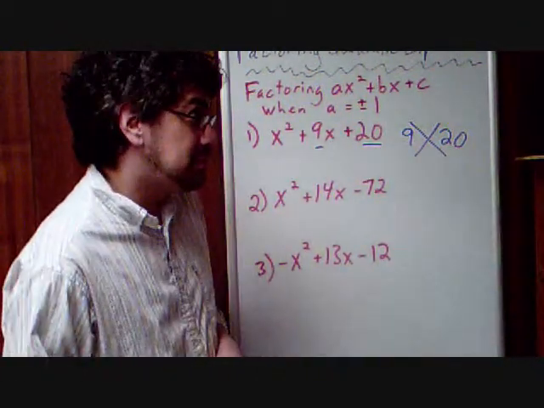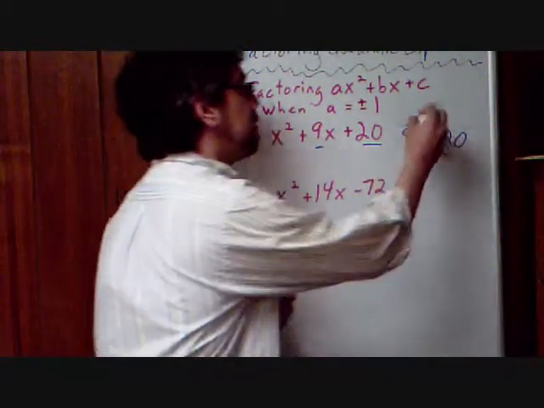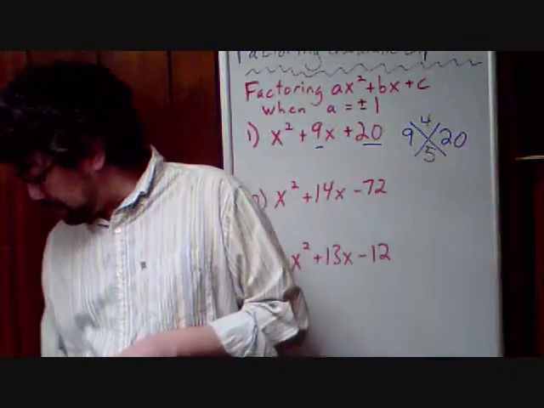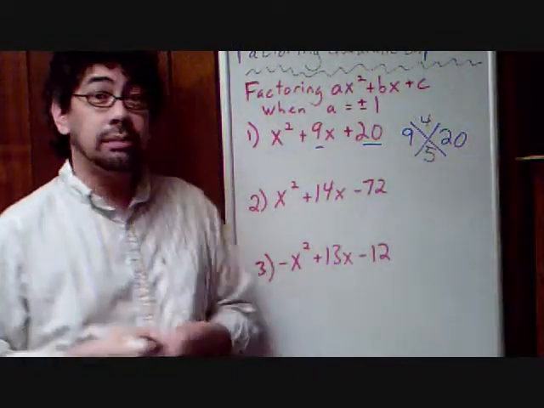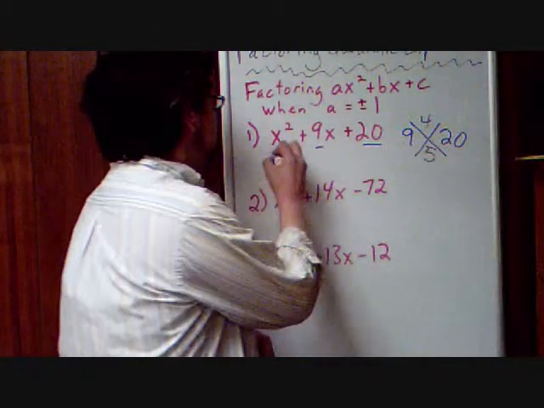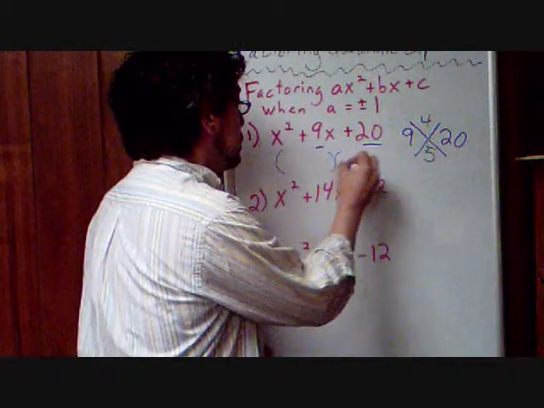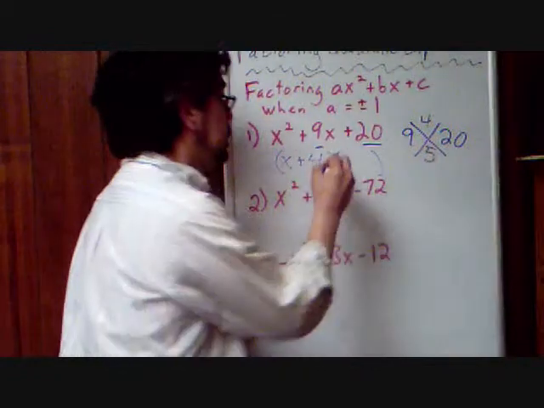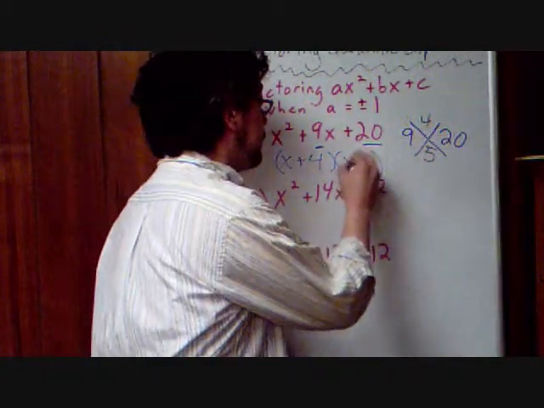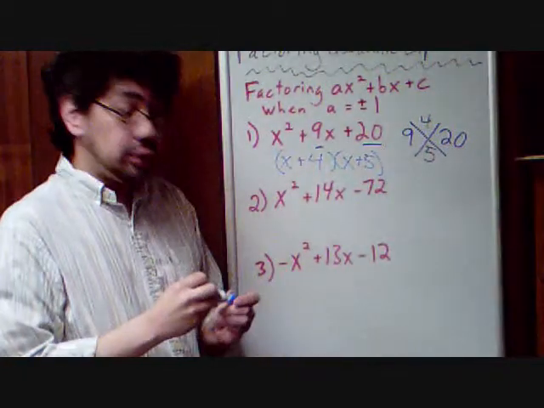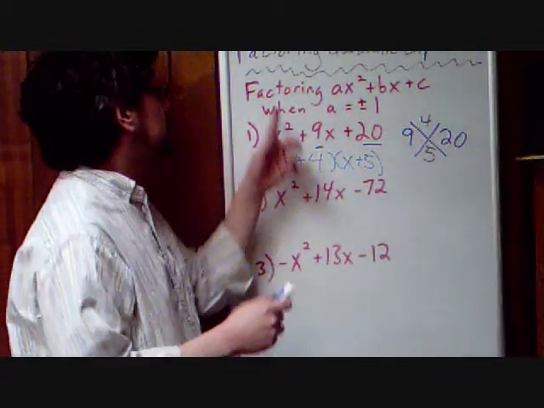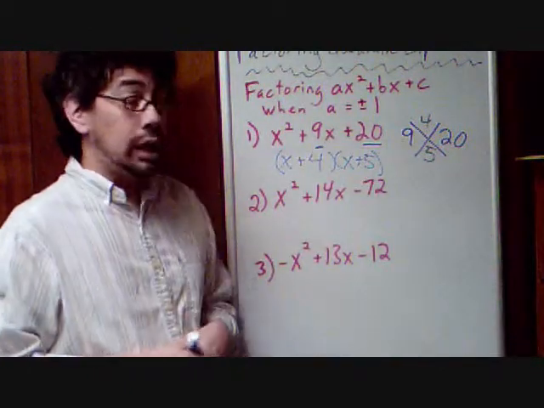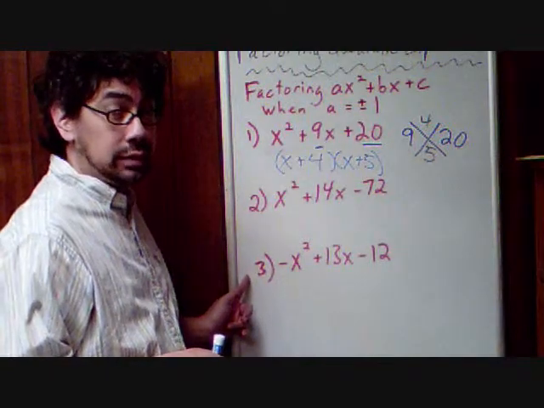What's that you say? Yes, indeed. It is 4 and 5. Those two numbers multiply together to be 20, but add together to be 9. So this actually factors into x plus 4 and x plus 5. Now do remember, this X game method only works when there is no number in front of the x squared, when a is 1, or we'll be able to work with when it's negative 1.